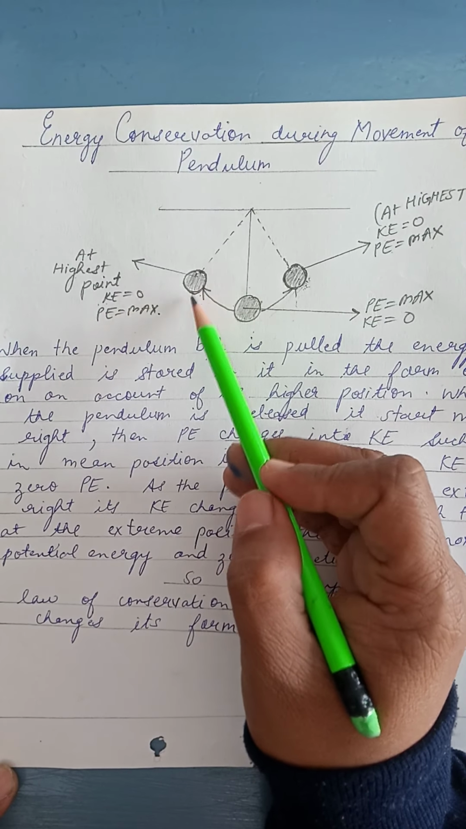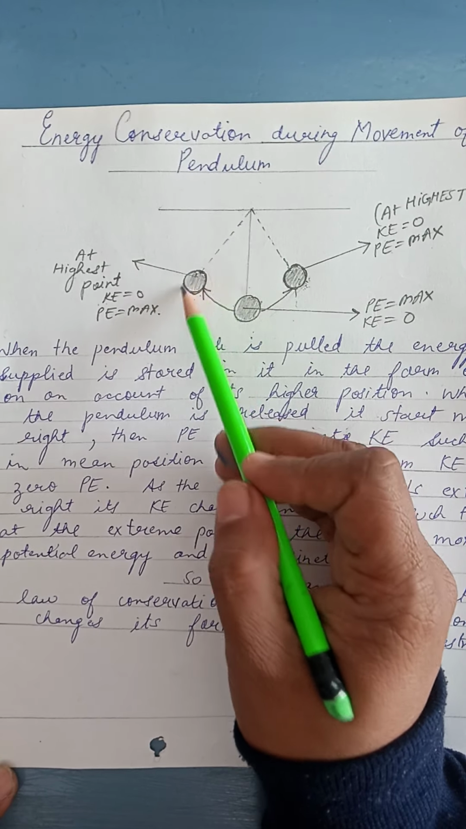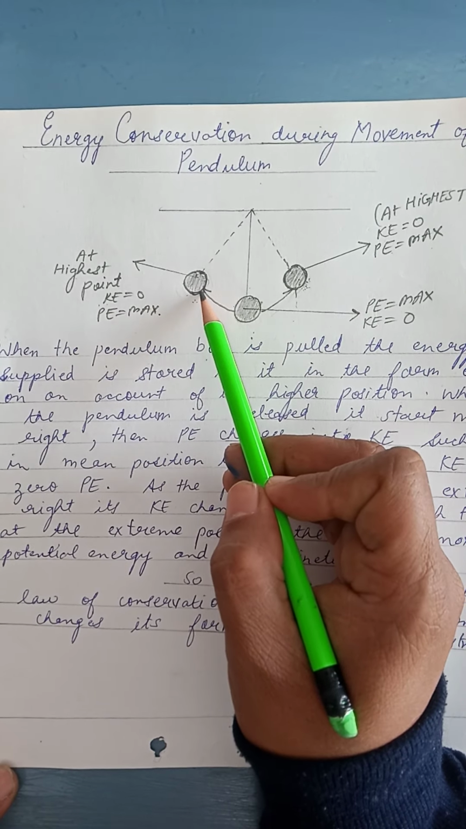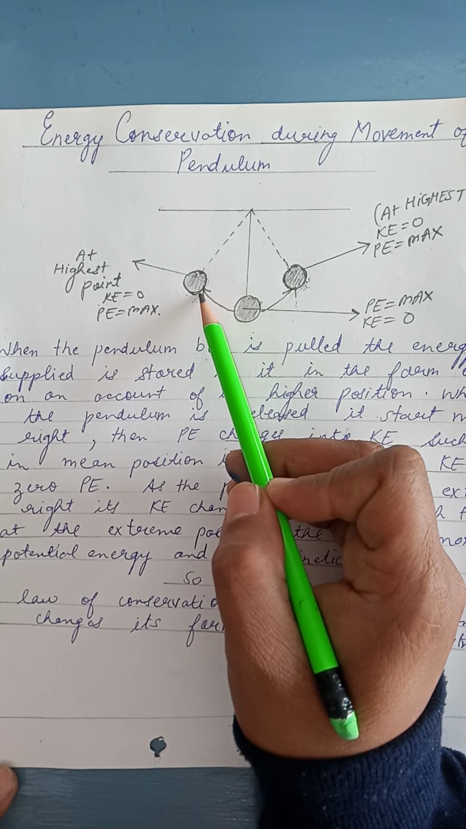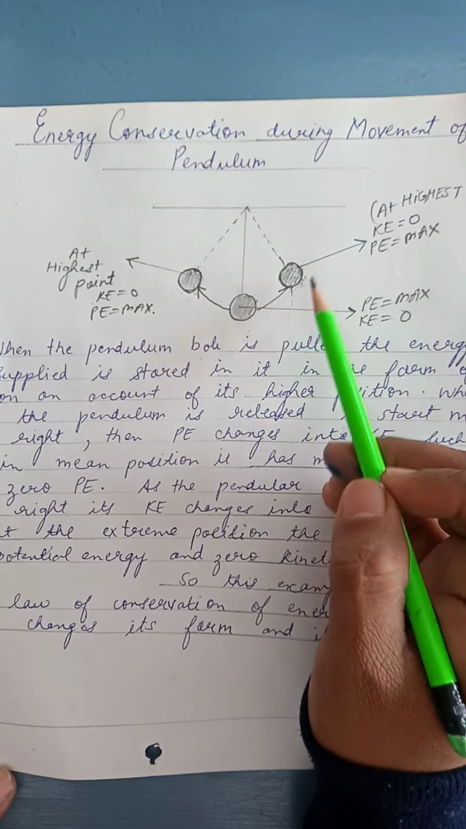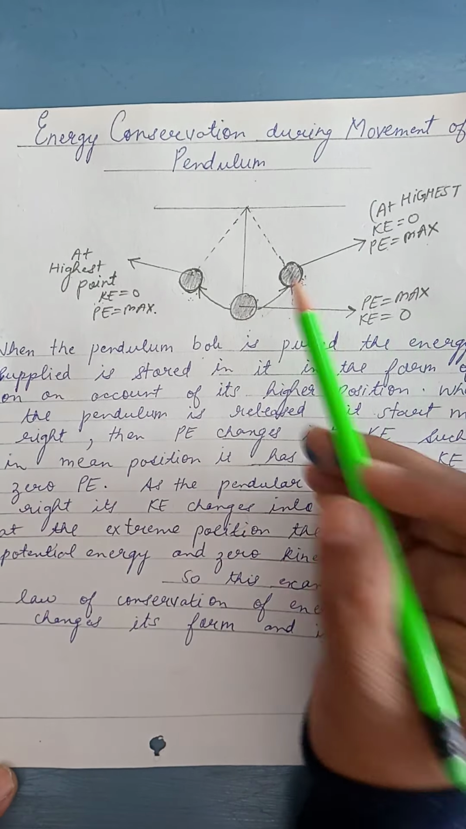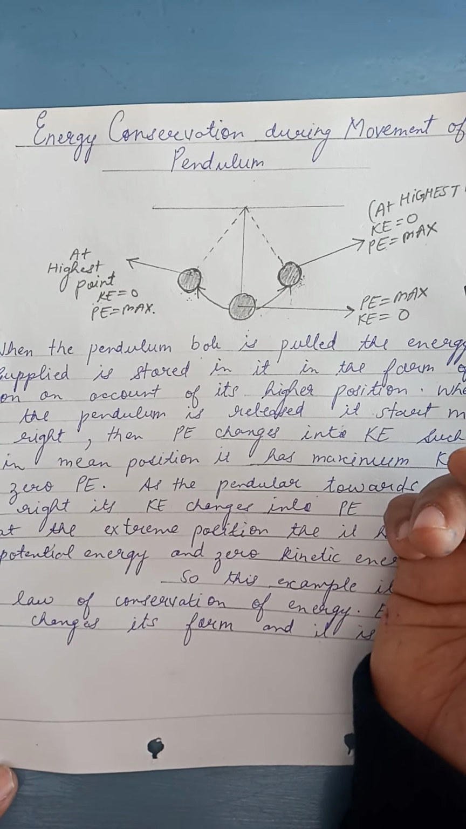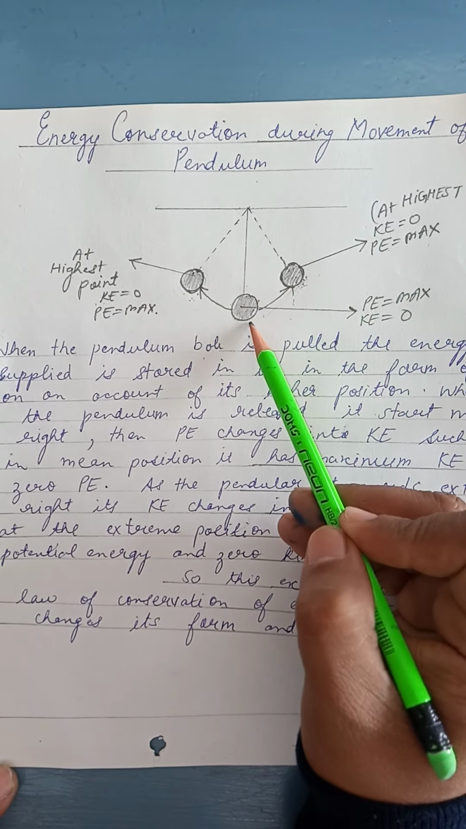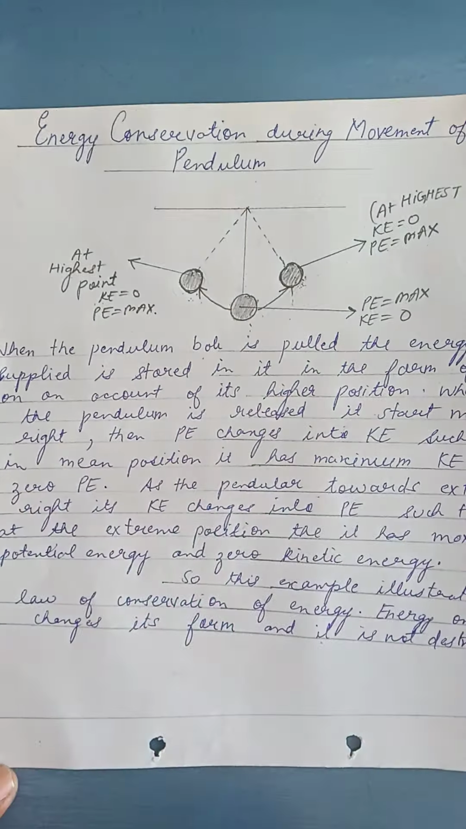what will happen on reaching the highest point? It will stop for some time. At that point the kinetic energy is zero and the potential energy is maximum. So continuously there is an energy conversion between kinetic energy and potential energy. At some stage the kinetic energy is maximum, and at another stage the potential energy is maximum. So there is an energy conversion, but there is conservation of energy, because the energy is only converting from one form to another form.